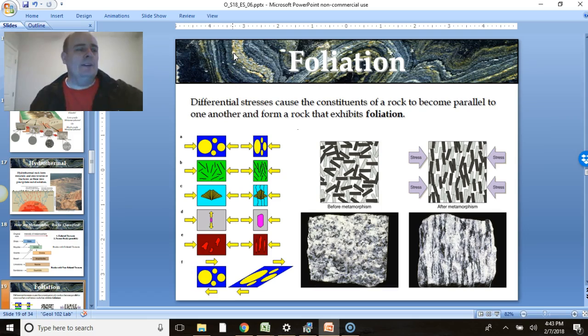So for example, in this book here, if I actually start pushing on it, it's going to start to bend, right? Okay, and that's a type of foliation over time, as it starts to align itself within the rock.